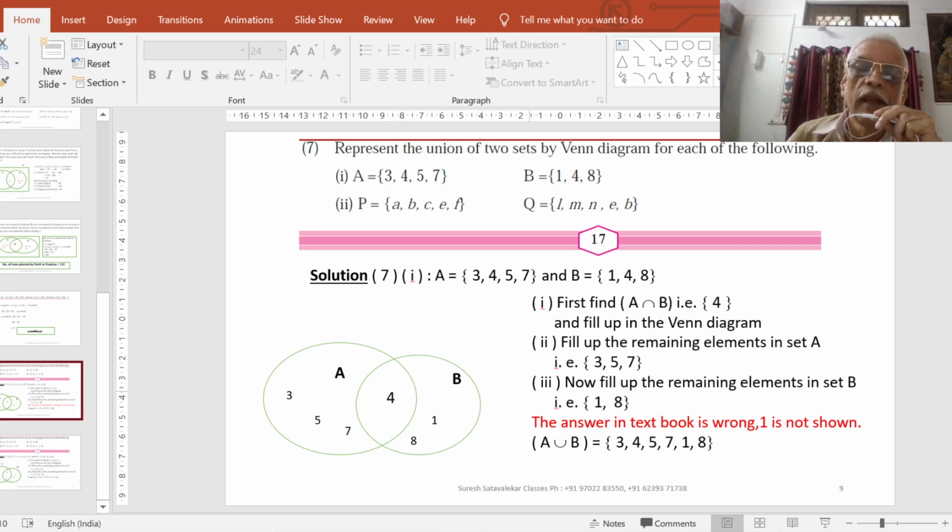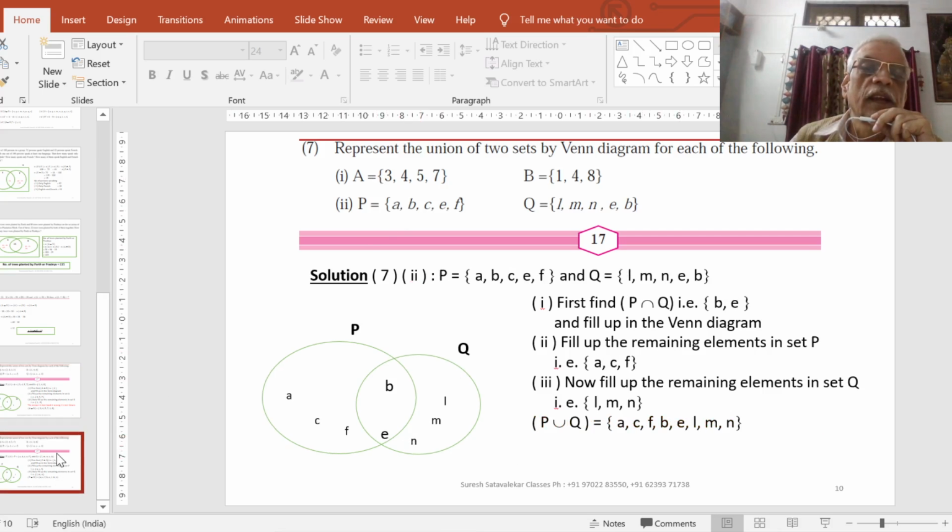So 4 is written here. Then we have to fill up the remaining elements in the set A. So 3, 5, 7 are the remaining elements, those are written here. Now fill up the remaining elements in the set B, that is 1 and 8. The answer in the textbook is wrong. 1 is not shown in the textbook answer. And they want A union B. So A union B means all these elements: 3, 4, 5, 7, 1, 8. All these elements will be in A union B. Second question we shall attempt on the next sheet.